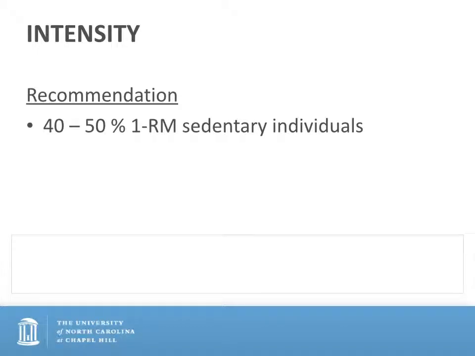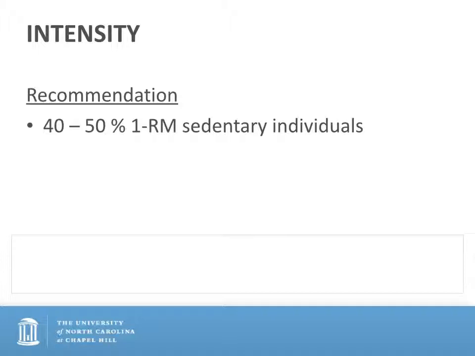Now onto the second category of the FITT-VP principle, or the intensity of exercise. In the previous slide, we said that the ACSM recommends resistance training 2 to 3 days per week for each major muscle group. Now we will look at the intensity that is recommended during these training sessions. First, let's go over a few terms.